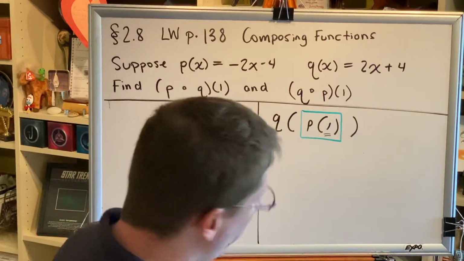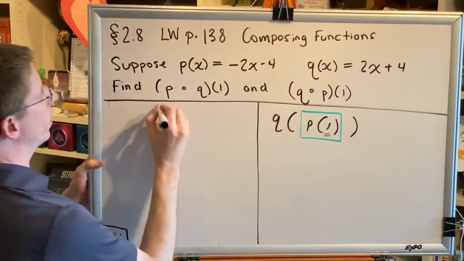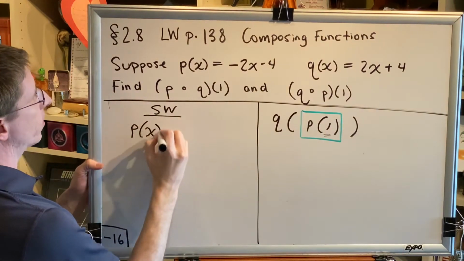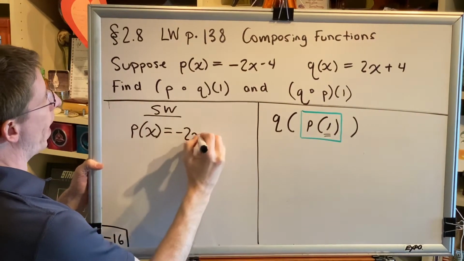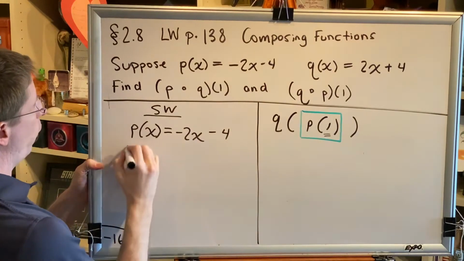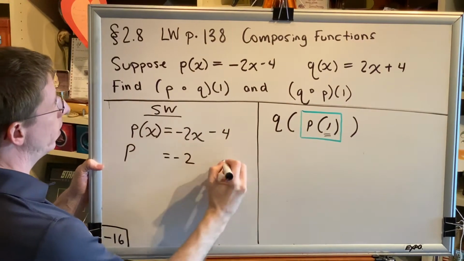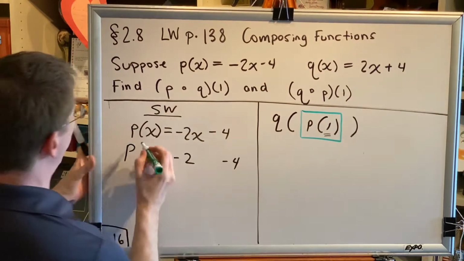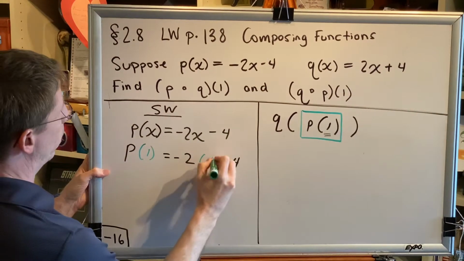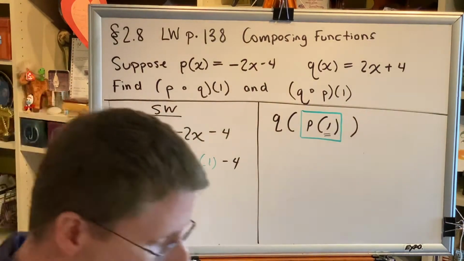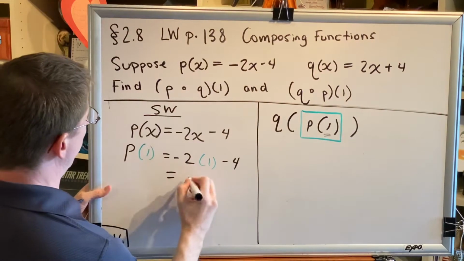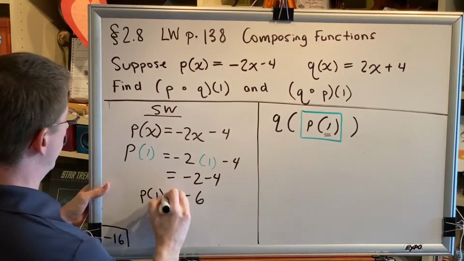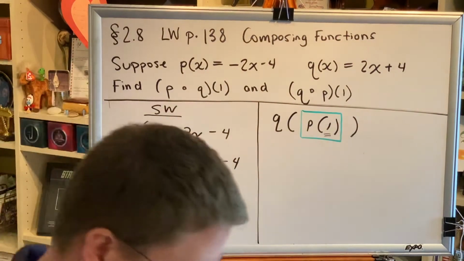So the first thing we need to figure out is, what is p of 1? Let's do that in our side workspace. We know that p of x is equal to negative 2x subtract 4. Therefore, p of 1 is equal to negative 2 times 1 subtract 4. Simplifying by following order of operations, this gives us negative 2 subtract 4, which is negative 6. So p of 1 equals negative 6.